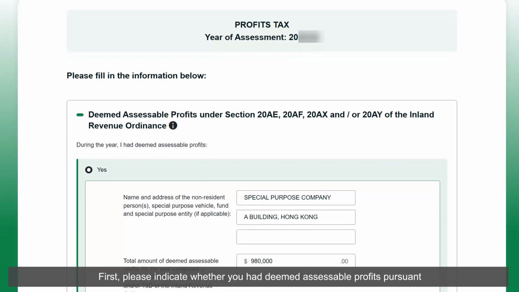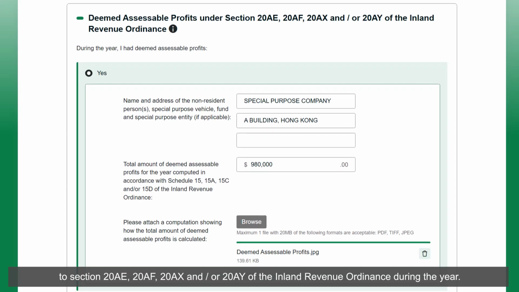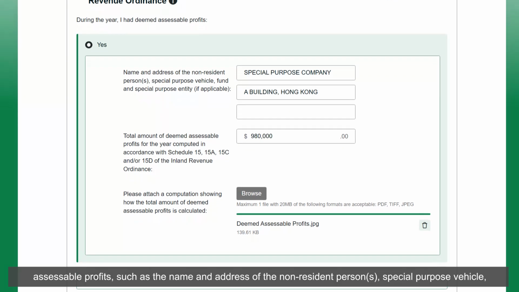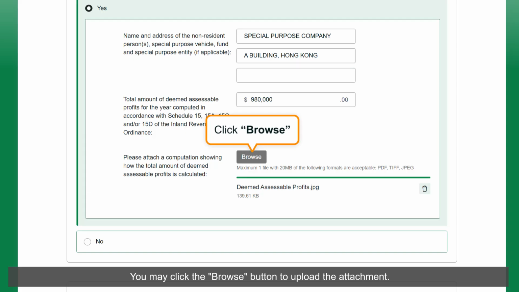First, please indicate whether you had deemed assessable profits pursuant to Section 20A, 20AF, 20AX and/or 20AY of the Inland Revenue Ordinance during the year. If you had deemed assessable profits during the year, please input the particulars of the deemed assessable profits, such as the name and address of the non-resident persons, special purpose vehicle, fund and special purpose entity, the total amount of deemed assessable profits for the year, and attach a computation showing how the total amount of deemed assessable profits is calculated. You may click the Browse button to upload the attachment.